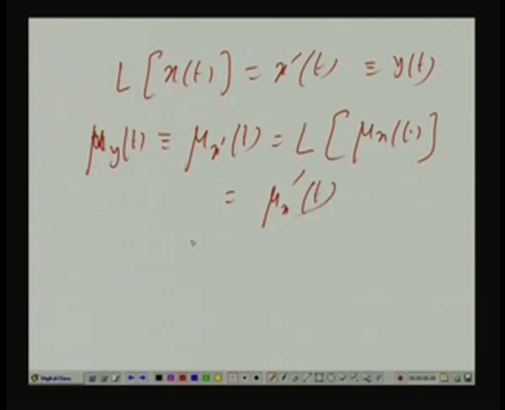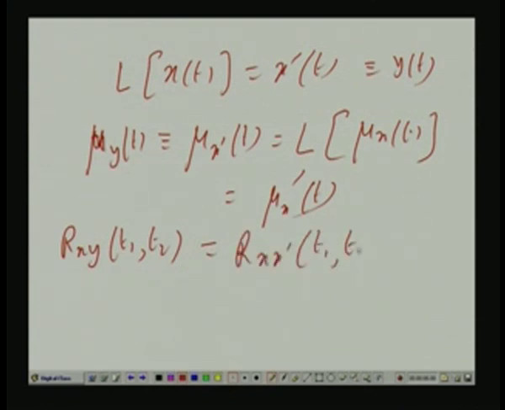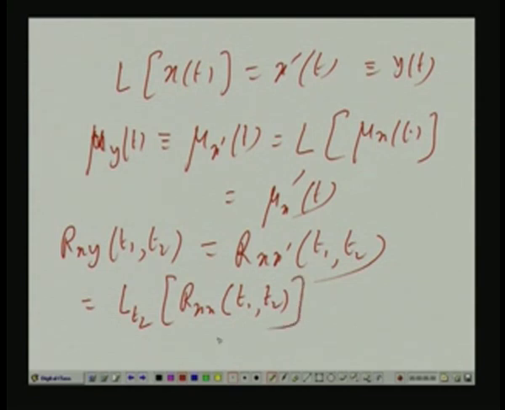Then R x y of t1, t2, which you can also write as R x x prime of t1, t2, we have seen: L works on t2 of what? The input autocorrelation function, taken as a function of t2, and then let the system work on it. System working on it means differentiating it with respect to t2. So it will be del by del t2 of R x x.